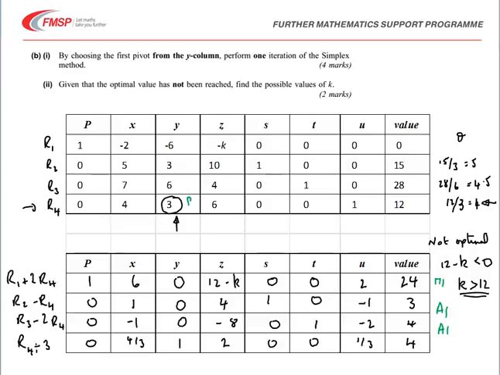There's actually before that a B1 mark, just an allocated mark for working out that the pivot was 3. So that was the 4 marks for the simplex iteration, and then a method and an A mark for finding that k was greater than 12.